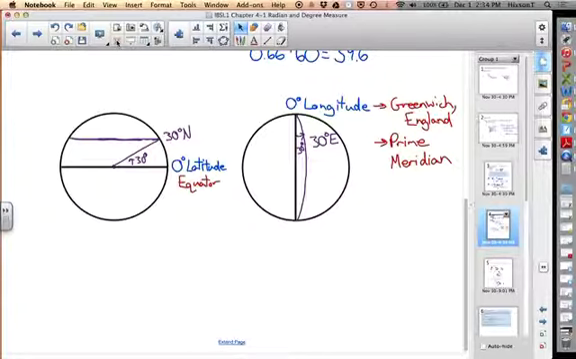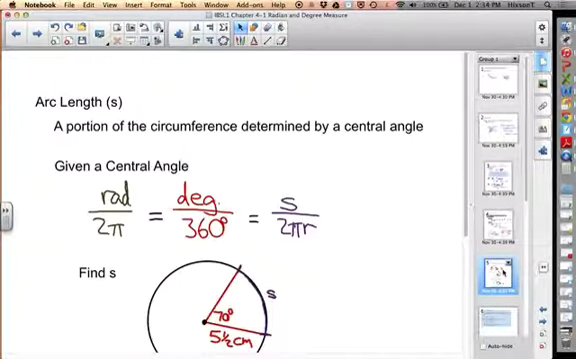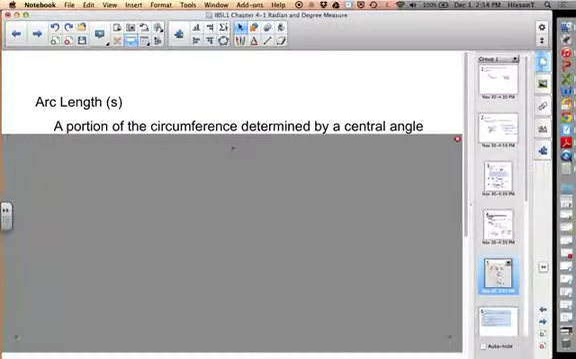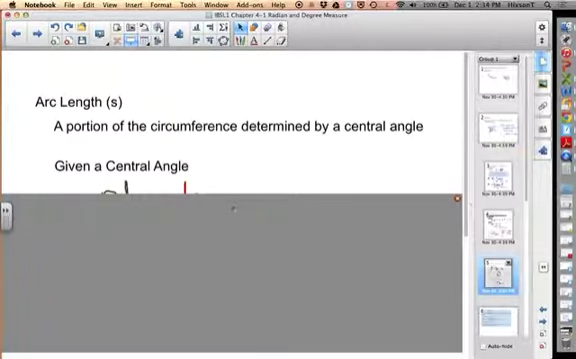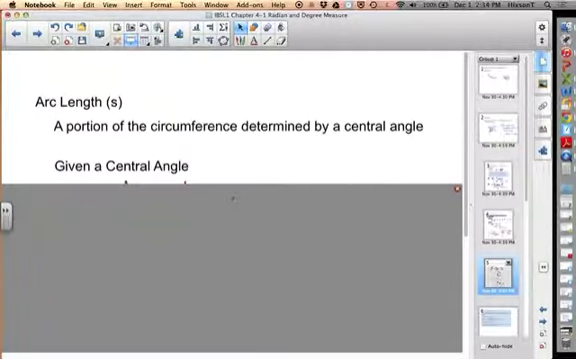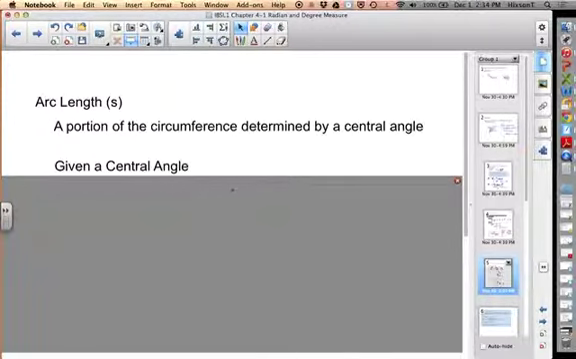So where we're going to start tomorrow is we're going to start looking at arc length, okay? Arc length is a portion of the circumference, and it's really determined by a central angle. That central angle, if you remember, is an angle in a circle where the vertex is the center of the circle, and it's formed by 2 radii. I mentioned this earlier, arc length is a lowercase s, and we'll be looking at that more closely tomorrow, okay?